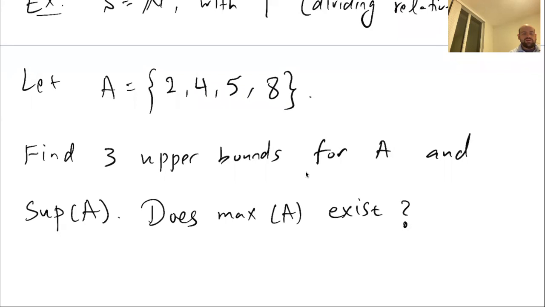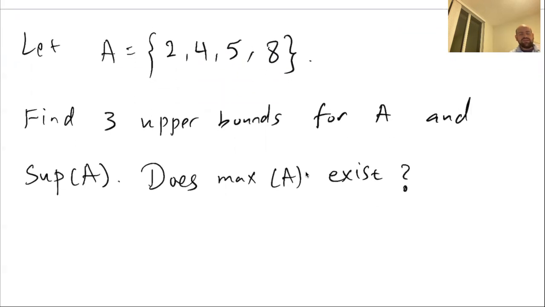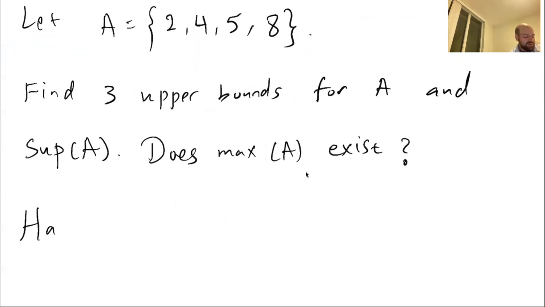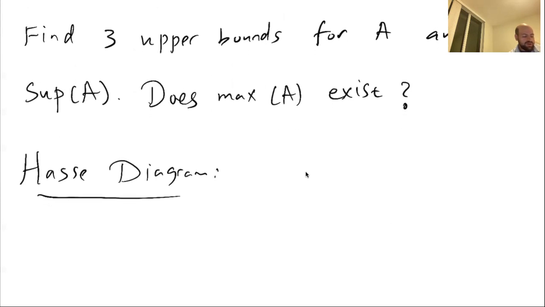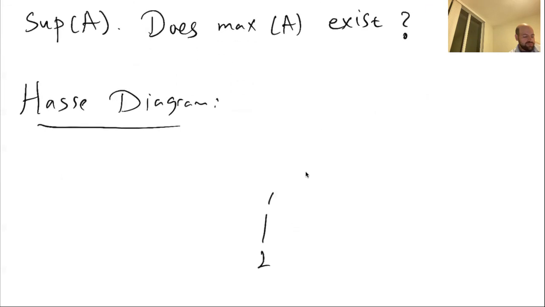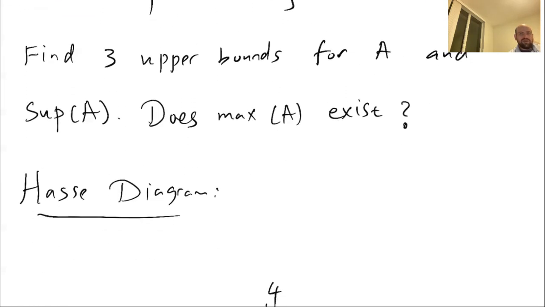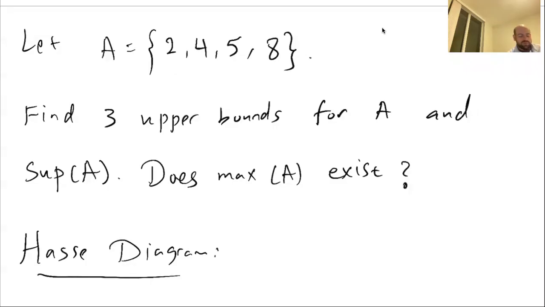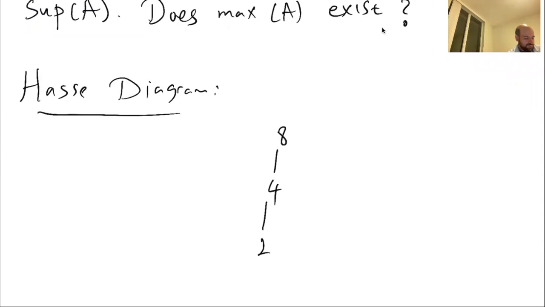So 3 upper bounds for A. Upper bound means an element which is bigger than or equal to every element inside this set. So let me start with the Hasse diagram again. These types of questions are easy to handle with a Hasse diagram. So in the Hasse diagram, we have 2 here, and then we have 4 on top of 2, and then 8 on top of 4, and then we have 5 here. So 5 is at the same level as 2, and there is no element on top of 5, and 5 is not on top of any other element either.